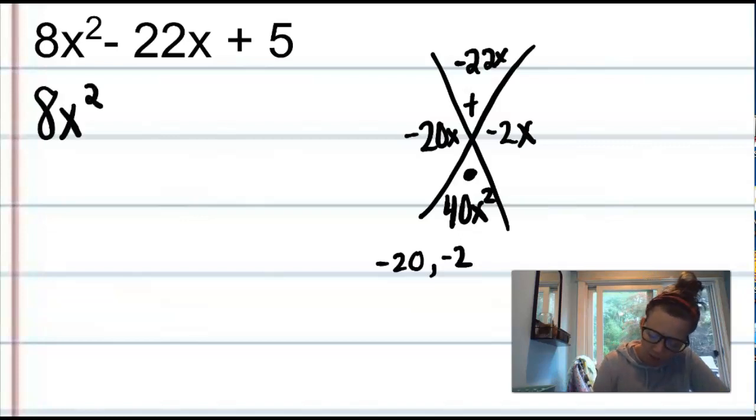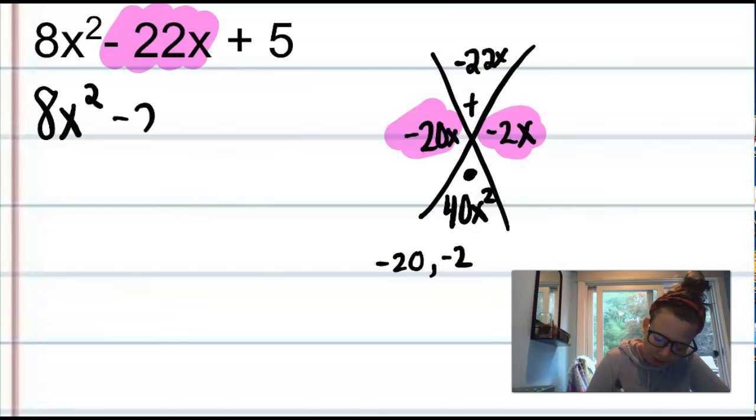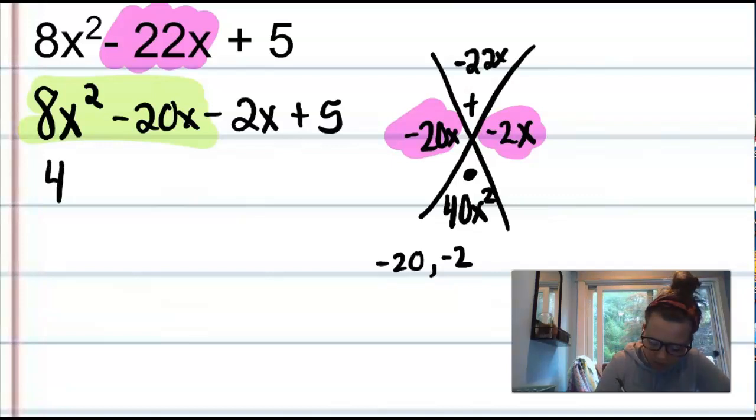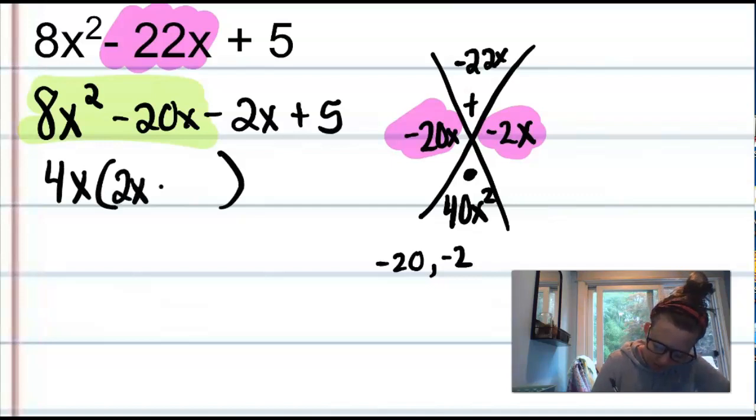So then we're going to rewrite the negative 22x using these terms here. So minus 20x, minus 2x, and plus 5. And so from there, I'm going to look and say, okay, my first two terms are these. What can I divide both of those terms by? They are divisible by 2, but we want to get the greatest common factor, so they can also be divided by 4. And they both have an x in common, so that's 2x left minus 5.